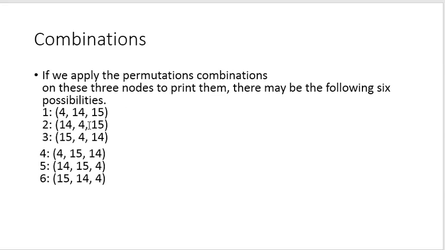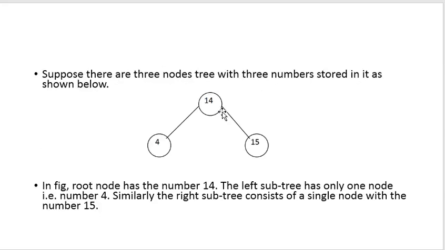These are the positions of the nodes. As 14 is the root, the root is in the middle, while the left is 4 and the right is 15. In this, the root is at the start, then first left and then right, just like this.